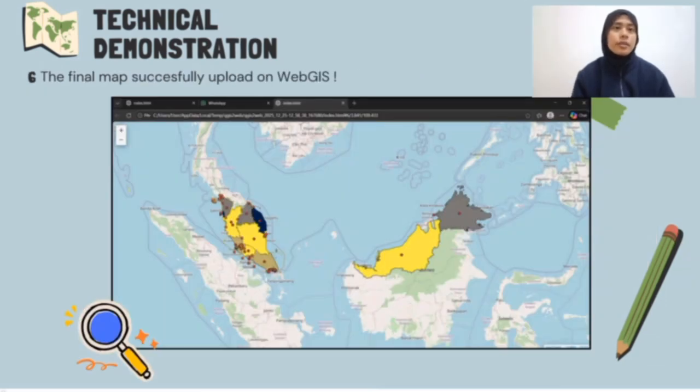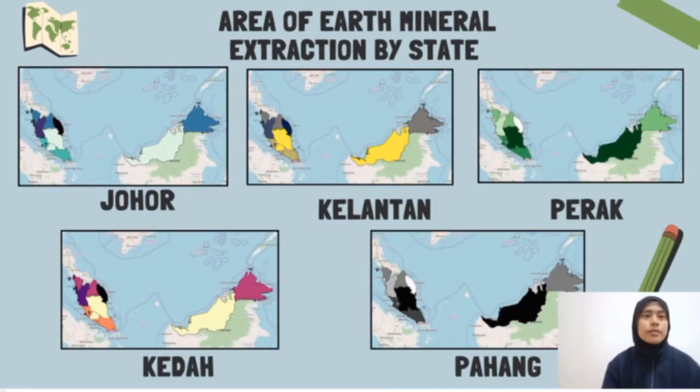The GIS workflow demonstrated includes importing and managing spatial data, editing attribute tables, creating thematic maps using symbology, and publishing an interactive web GIS map. This technical workflow demonstrates both conceptual understanding and practical digital skills in GIS, from desktop analysis to web-based visualization. This is the area of earth mineral extraction by state that we chose for all five members of my group. We have Johor, Kelantan, Perak, Kedah, and Pahang for the earth mineral extraction data.